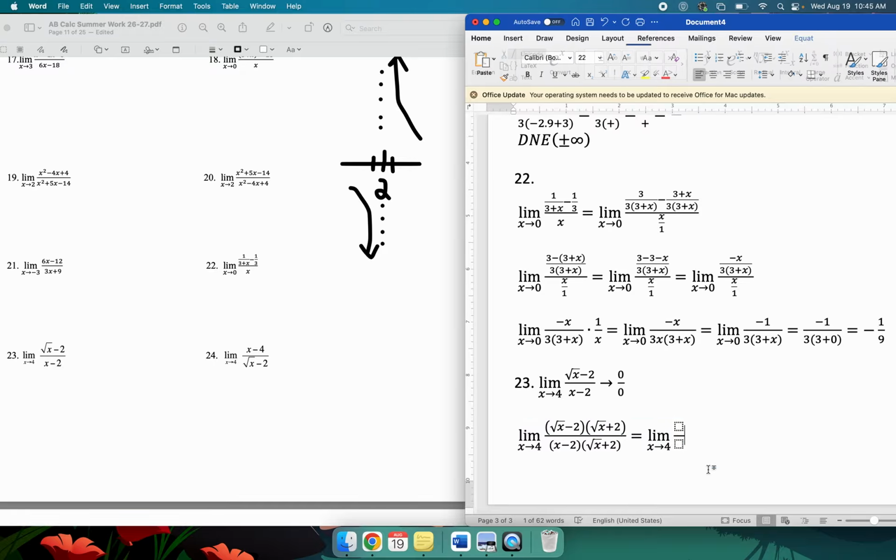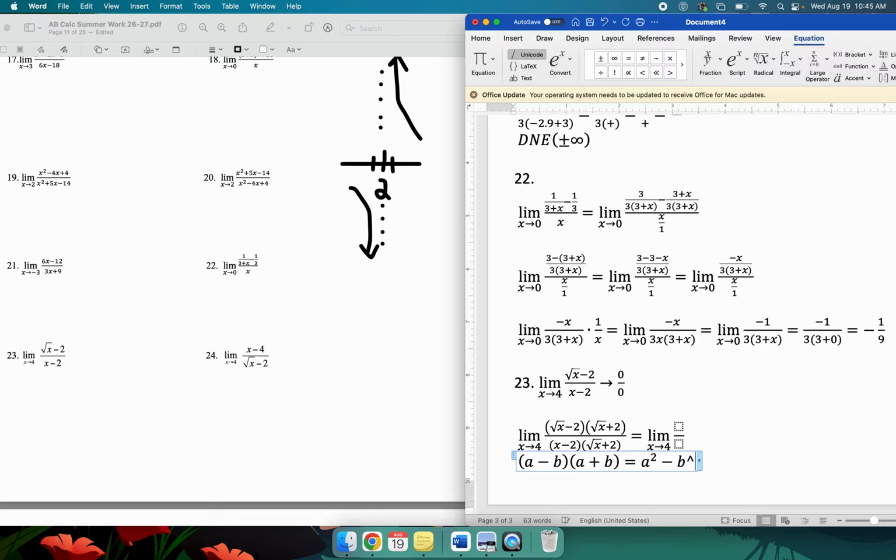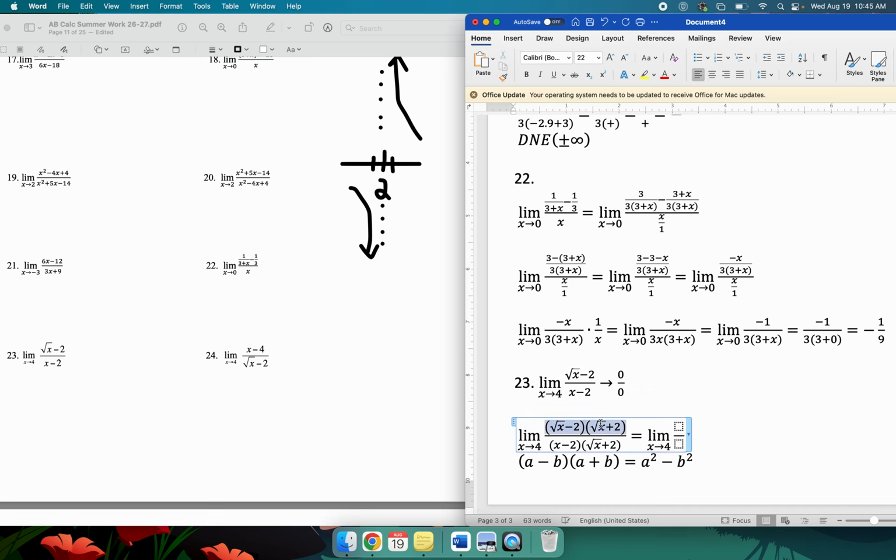Because if you ever have an expression a minus b times its conjugate, a plus b, that always multiplies out as a squared minus b squared. The mixed terms, like the plus ab and the minus ab, cancel, and you just get a squared minus b squared. You can do this manually, get a squared and plus ab and then minus ab and then minus b squared, but the middle terms cancel. That's what's going to happen here because we have an expression of that form.